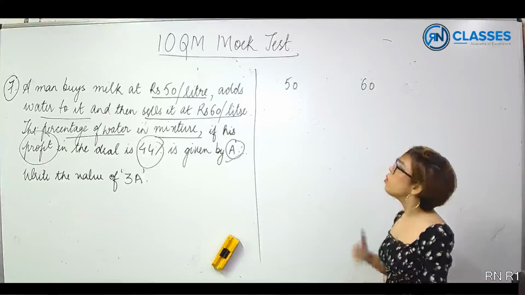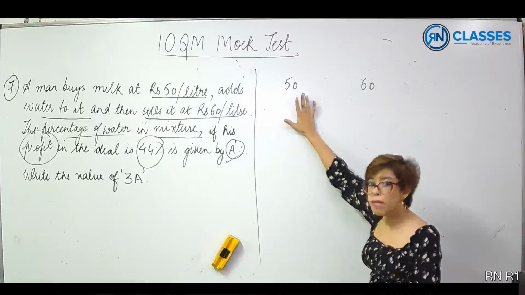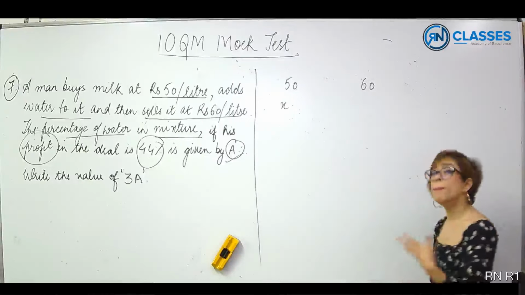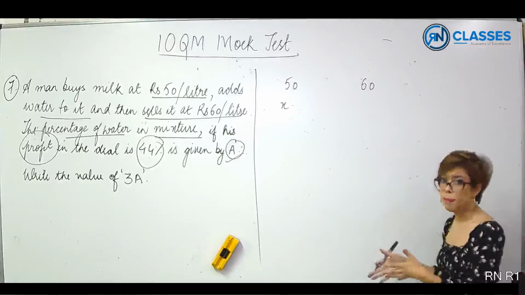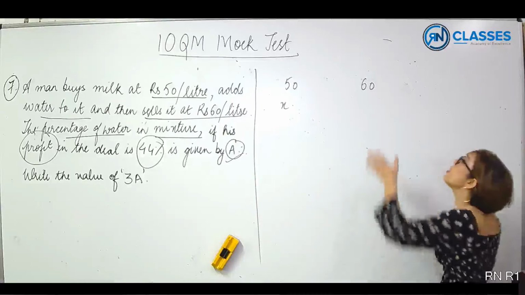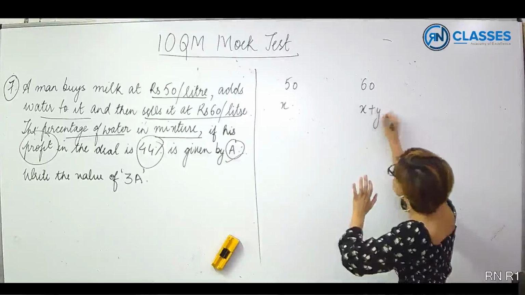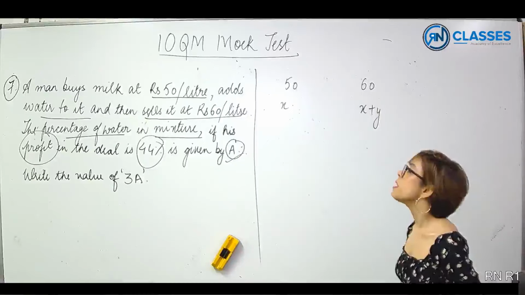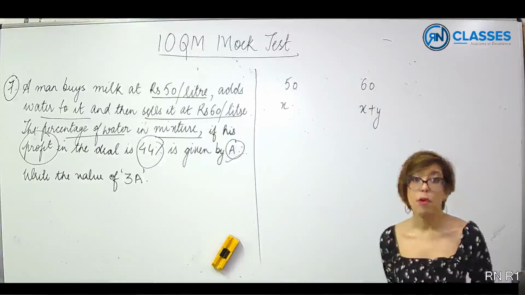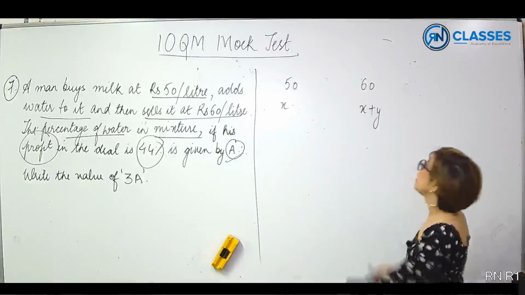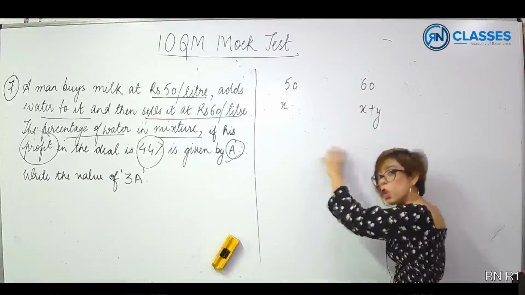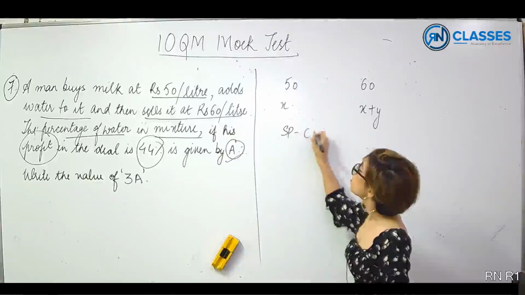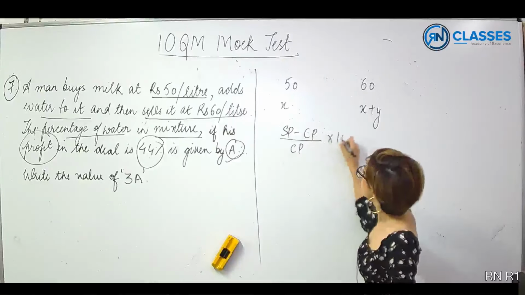Right? Now, I do not know how much milk did he buy, right? I do not know how many liters. So let that be x. Right? And I also do not know how much water he put in the milk. So let that be y. So that means here the amount of mixture would be x plus y. Right? Okay. Now, let's see. He says the percentage of water in mixture if his profit is given. Profit percentage is given to us. That means the selling price minus cost price, whole divided by cost price, into 100 is given to you. Right? This is what I mean by the profit percentage.